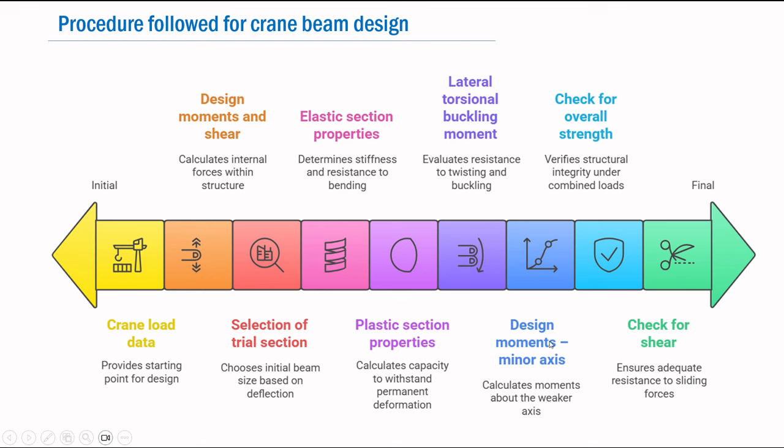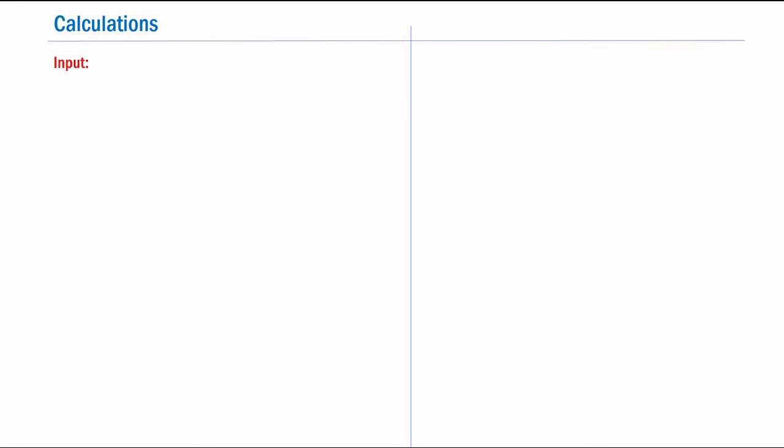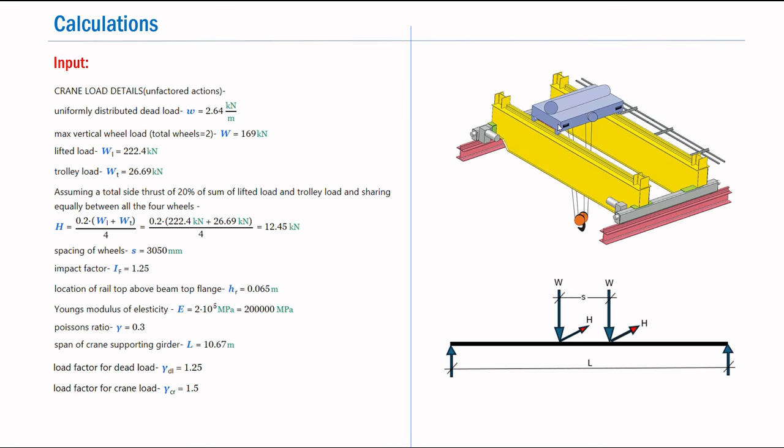Next we proceed for the calculation of design moments about the minor axis, and finally a check for the overall strength as well as the overall LTB stability. Finally, the calculation concludes with a check for the shear. So we will start with the input parameters, of which the important is the crane load details itself.